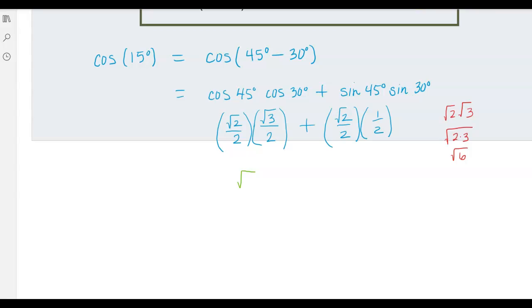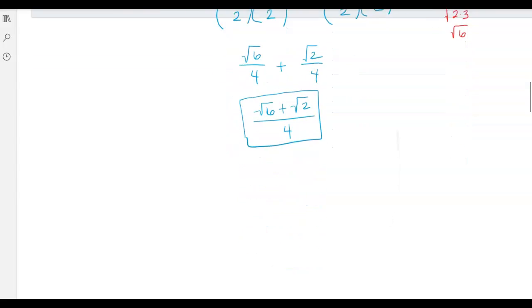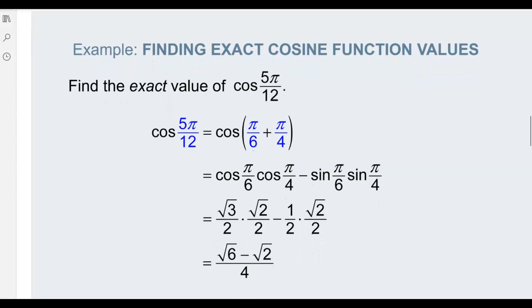So square root 6 over 4 plus square root 2 over 4. I could combine this into one fraction if I want, because the denominators are the same, and this will be my final answer. If you are using the TI-36X Pro, it will give you this exact answer, and there are other calculators online that will give you this exact answer as well. So that's why I'm sort of glossing over this section a little bit, but we just need to know that these formulas exist.